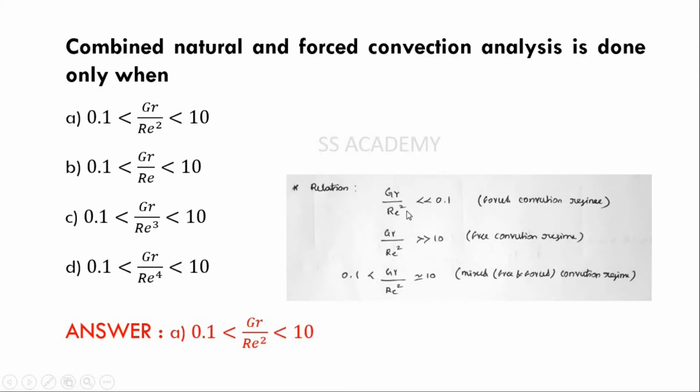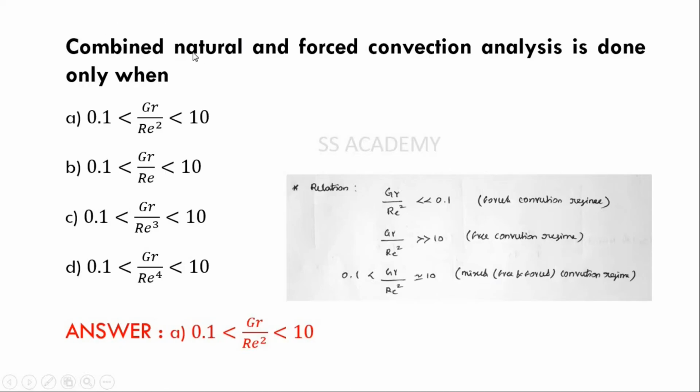Actually, you have some relationship. Okay, so for the forced convection regime, we have Grashof number divided by Reynolds number square, it should be lesser than 0.1. For the free convection regime, the Grashof number divided by Reynolds number square is greater than 10. For the mixed convection regime, that is free and forced combination convection regime, it is between 0.1 and approximately 10. Okay, so it is in between 0.1 and 10. So this is the mixed convection regime.